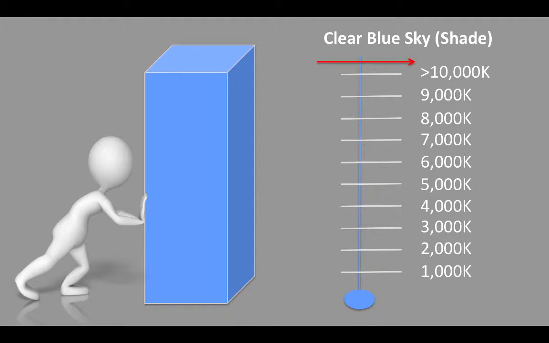Clear blue sky in the shade. Remember this, clear blue sky, but in the shade, is very cool. We call it cold light or cool light. So it has a very blue color bias or associated color temperature.